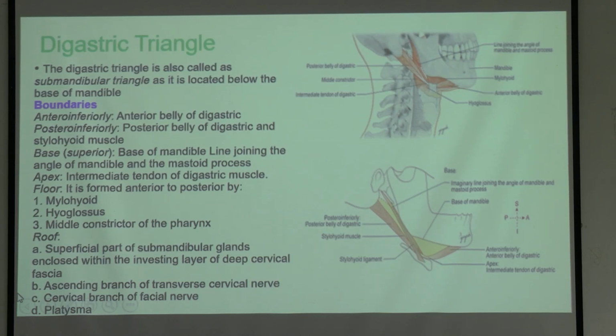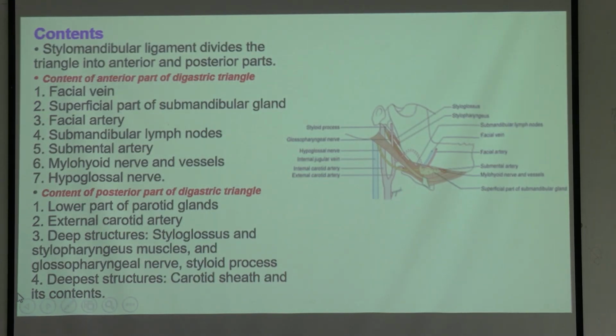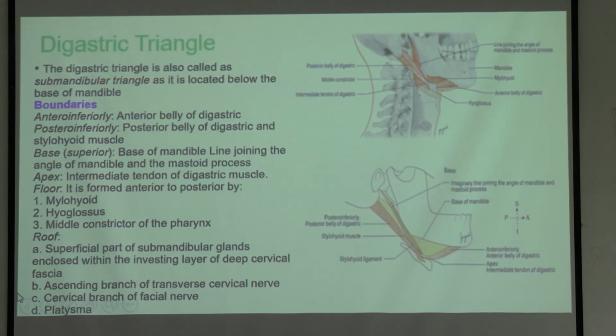Next is the digastric triangle. We can see this is the digastric triangle. So we know the boundary: anteriorly, posteriorly and inferiorly by the posterior belly of the digastric, and above by the base of the mandible and up to the mastoid process of the temporal bone. We can imagine one line.